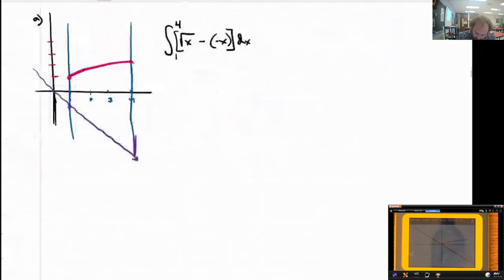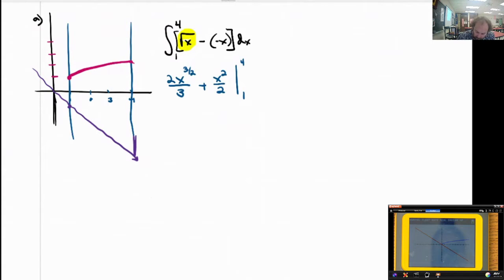So let's see here. I'm going to first of all think about the square root of x as x to the 1/2 power. So its antiderivative is x to the 3/2 power. We're going to multiply that times 2 and divide it by 3, and that way the 3/2 will cancel out with the 2/3 when you take the derivative. Then minus negative x, I'm just going to think about that as plus x, so I'm going to do plus x squared over 2. I think that will do the trick, and we're just going to evaluate this from 1 to 4.